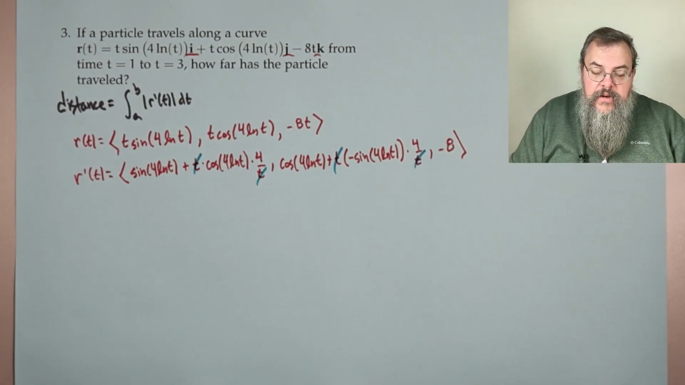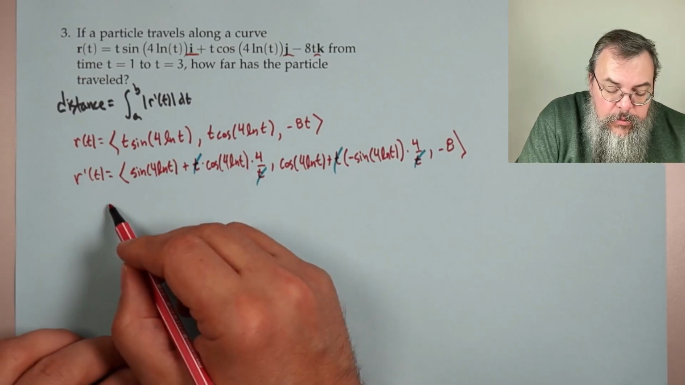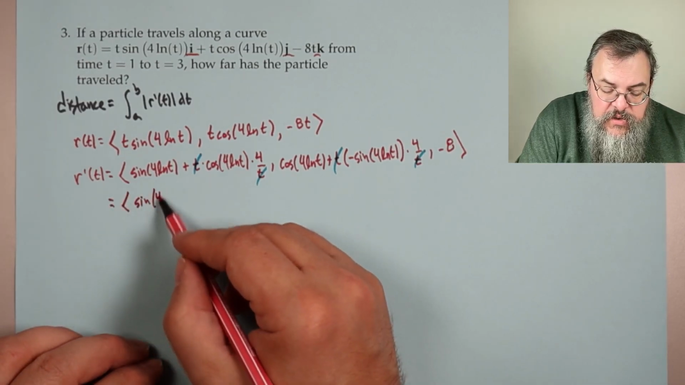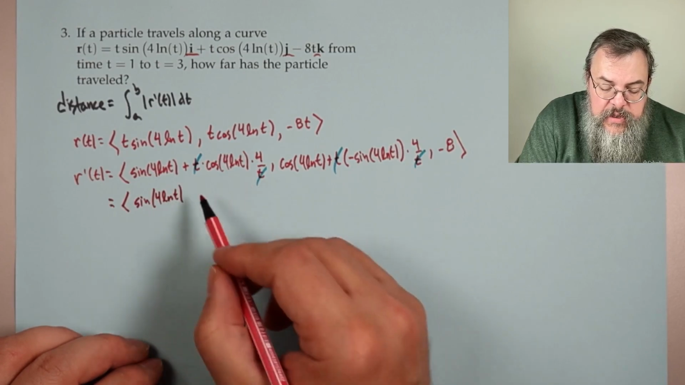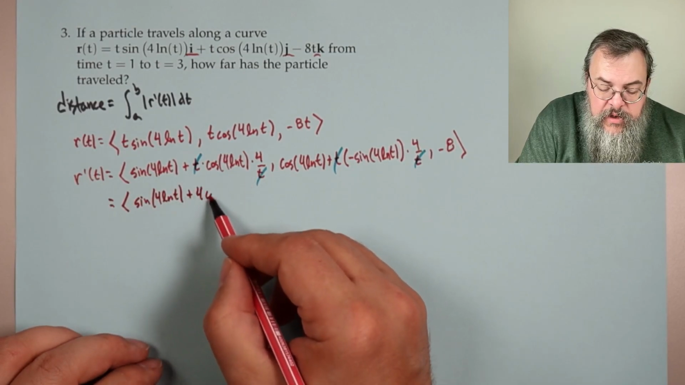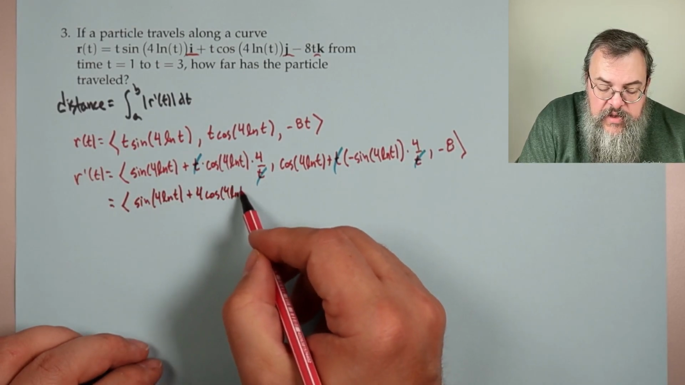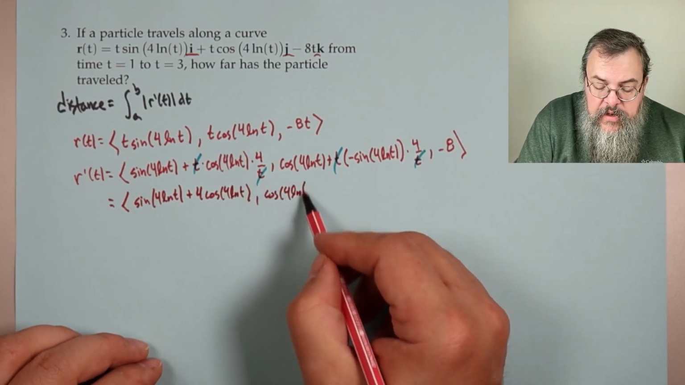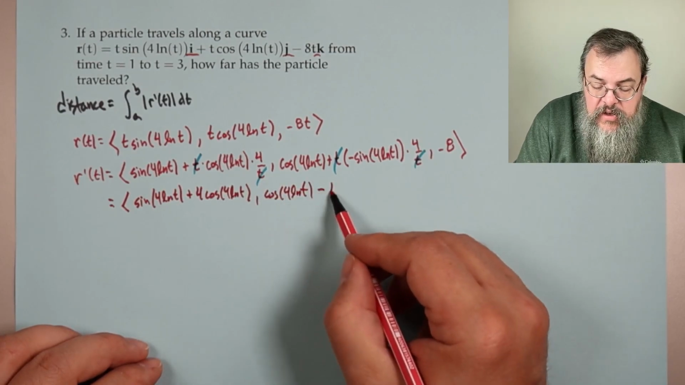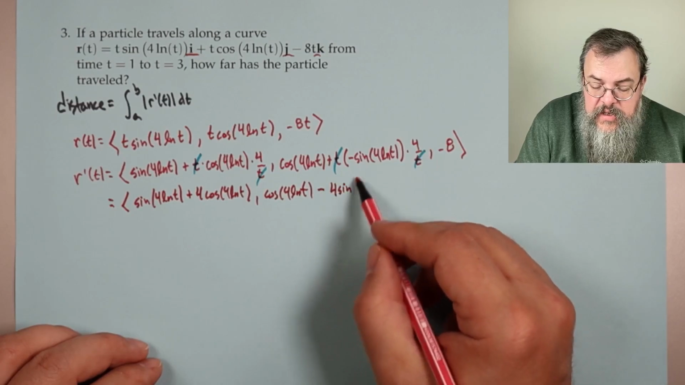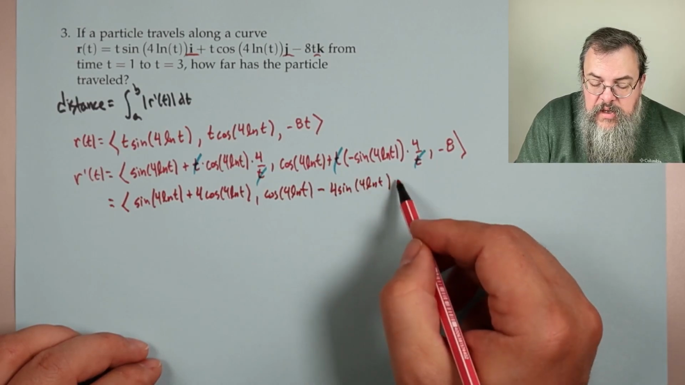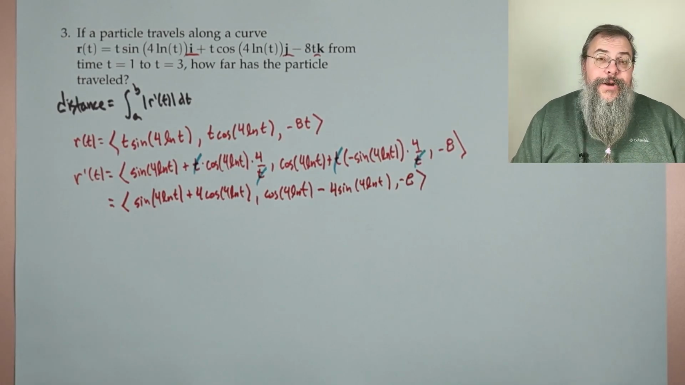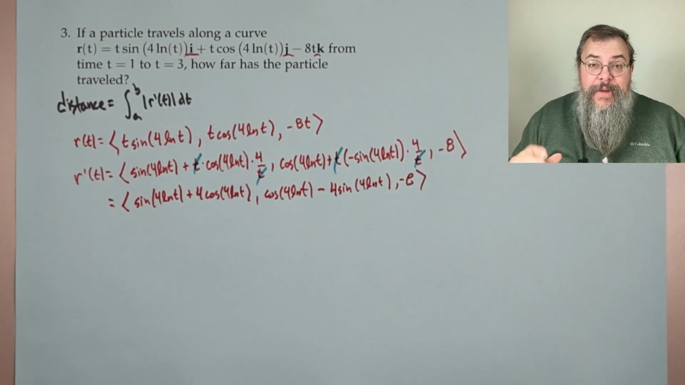And, okay, we can rewrite it really quickly. This is not much, but just so we can make it clear, in our next step we have 4 cosine 4 log t, comma, cosine 4 log t, subtract 4 sine 4 log t, and negative 8. All right, now we're going to find the magnitude.